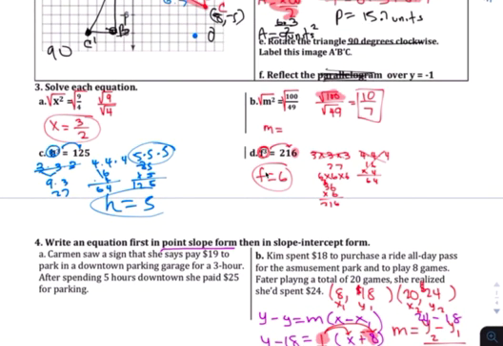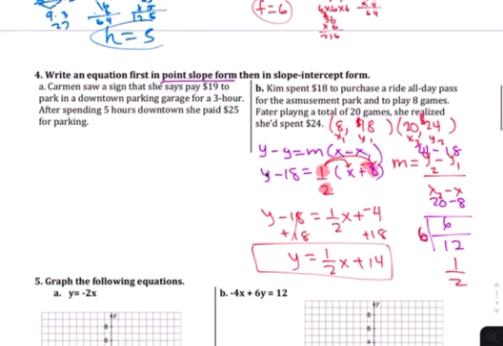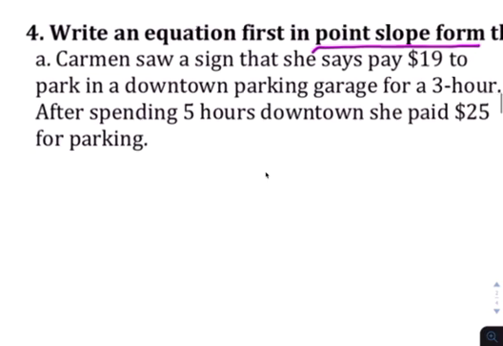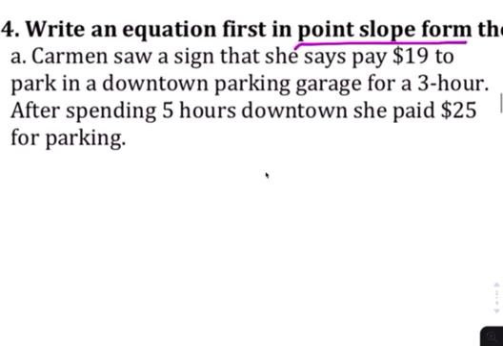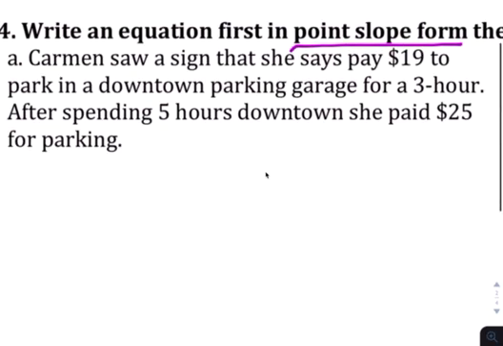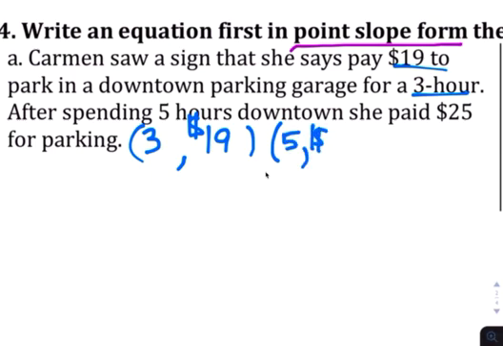Okay. So most classes we stick to the same after this. We did B. We didn't do A. So Carmen saw a sign that says to pay $19 to park in a downtown parking lot for 3 hours. So the dollar amount is always Y. The hour is always X. 5 hours downtown is to pay $25. Okay.